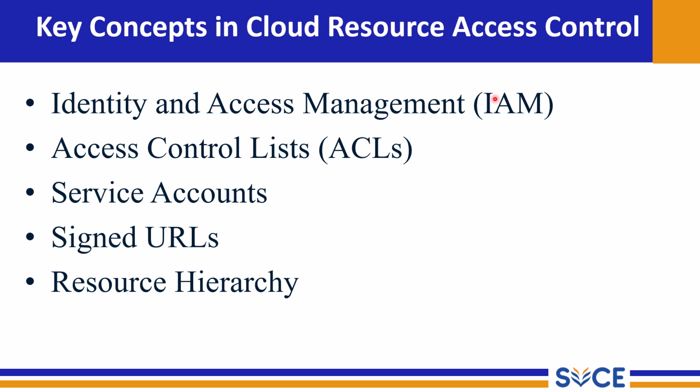And signed URL, which provides temporary, time-limited access to specific resources, allowing users to access them without needing a user account. And service account: these are special accounts that can be used for server-to-server communication, and can be granted specific permissions to access the cloud resources. And next one is the resource hierarchy. The cloud resource hierarchy allows for organizing resources into a tree-like structure, enabling granular access control at different levels. Okay.